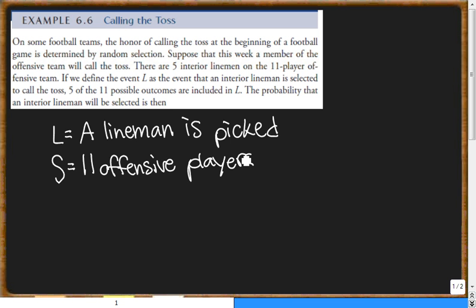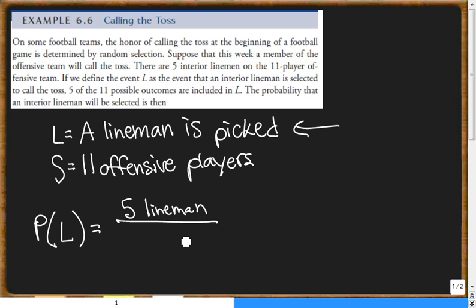So what we need to know is that the probability that L occurs is going to be the total favorable outcomes to L. How many outcomes for L are there? Well, there are 5 linemen. And we need to divide by the total number of offensive players, so there's going to be 11 players. So this probability is 5 11ths. So 5 out of every 11 random selections should result in a lineman being taken.